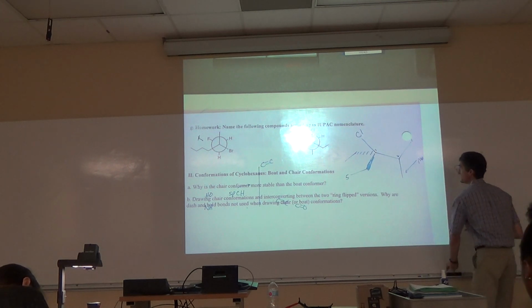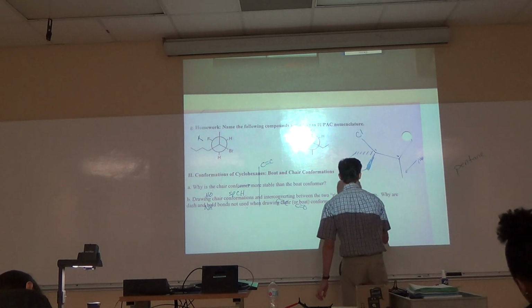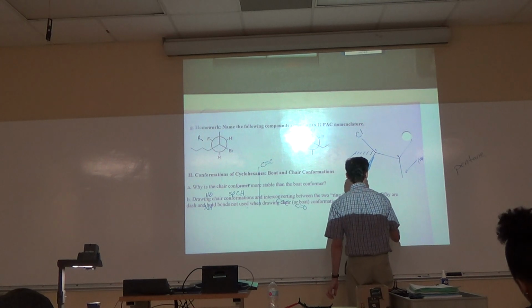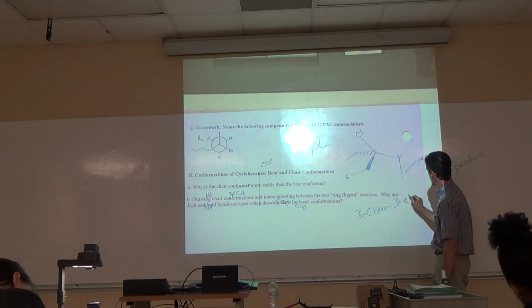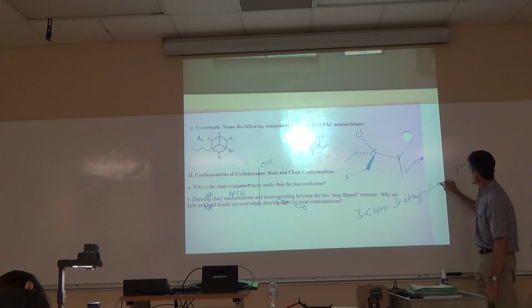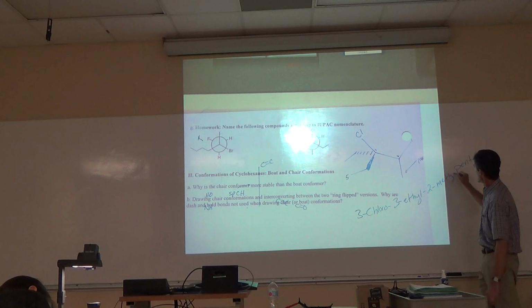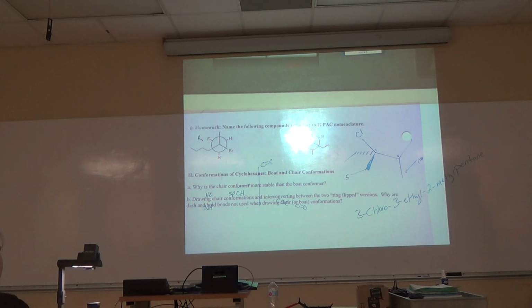Alphabetical, right? Which comes first? Chloro. So it would be 3 chloro. What's next? 3 ethyl. 2 methyl pentane. Anybody got that right?